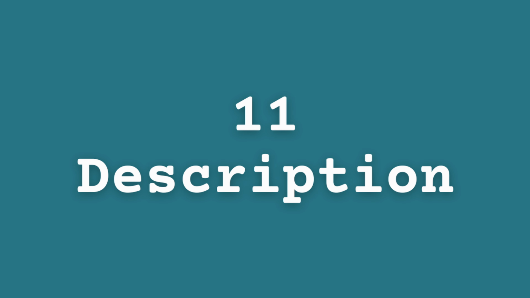Number 11, description. Think of this as an elevator pitch. Aim for people to be able to read it through in about 30 seconds. People have got short attention spans and they make buying decisions really quickly. Here's what KDP will not accept in your description.